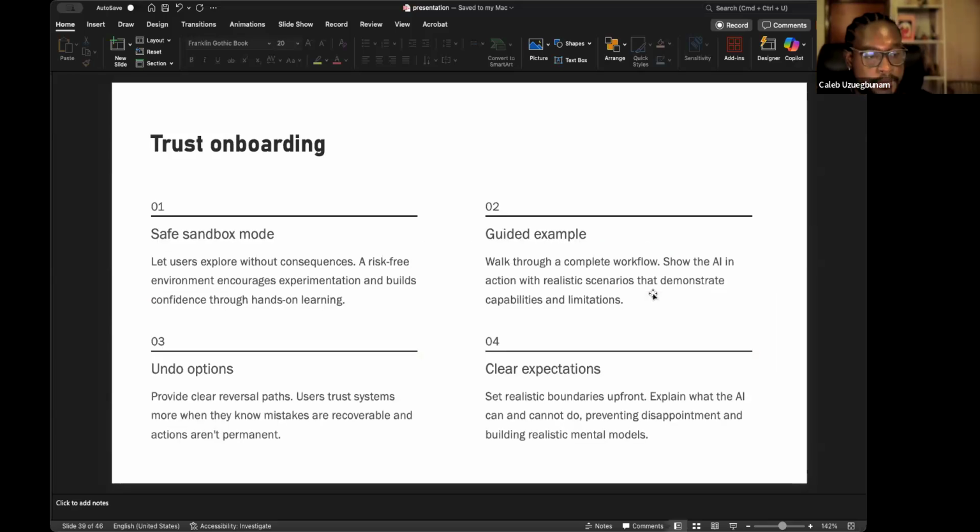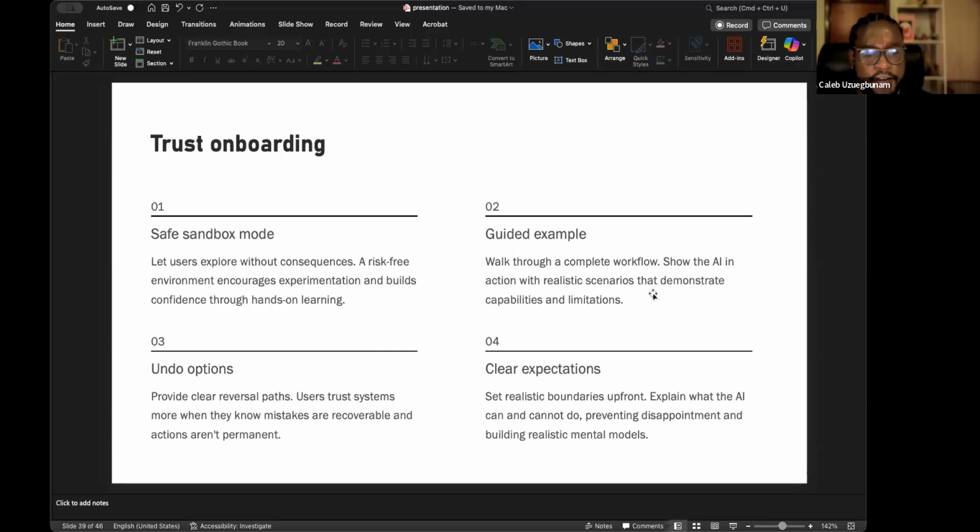For trust onboarding, you have to do certain things. For example, you need a safe sandbox mode to try anything you want without consequences. Let's say it's a conversational chatbot. You can create chats and you can delete those chats. They don't mean anything. Or you can keep them, or create projects and store certain tasks or chats in those projects, defined by what types of workflows or what firm projects you're working on. Also a guided example, which could be a complete workflow or a library of videos that a user can watch to learn exactly what AI looks like in action.